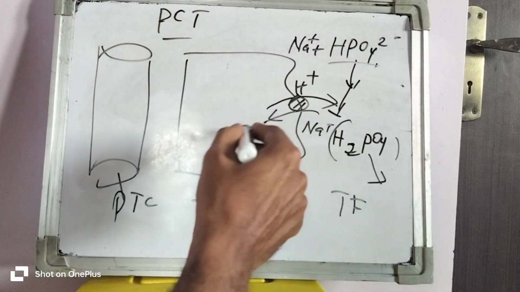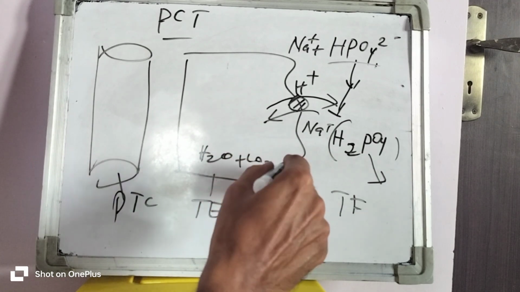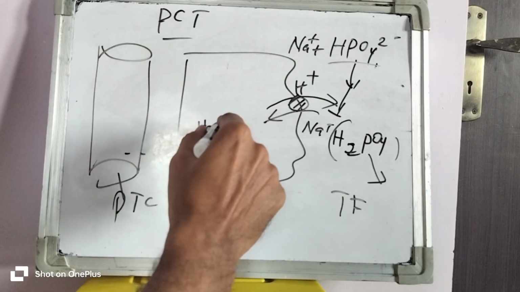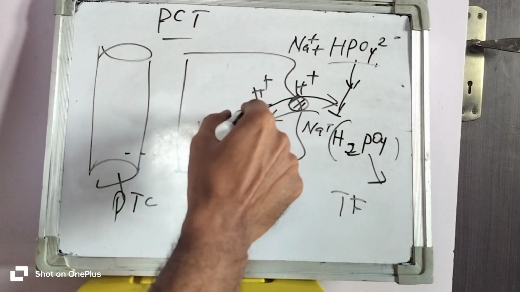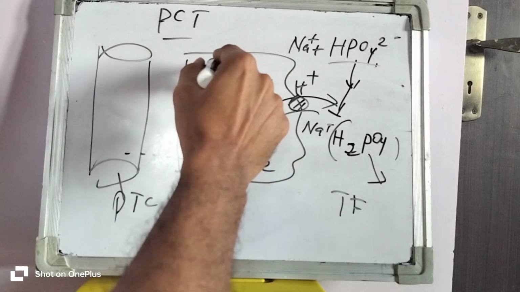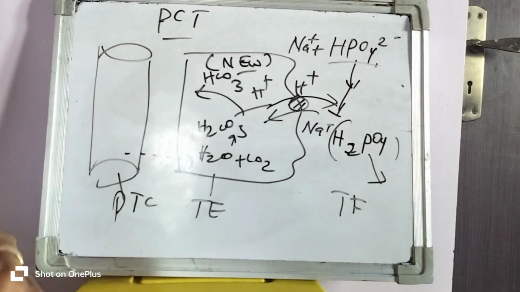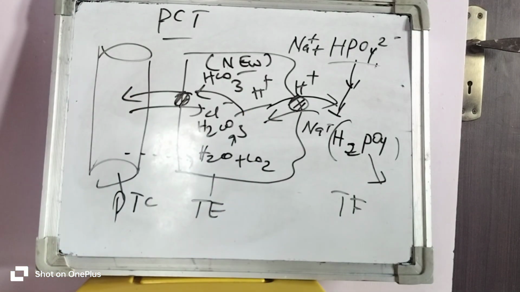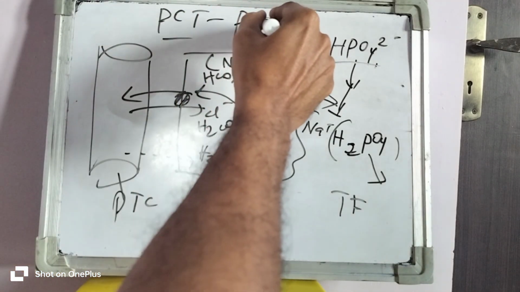So where is the H plus coming from? It is coming from H2O and CO2, from metabolism, or from the carbon dioxide coming from the blood, forming the same reaction, H2CO3, which dissociates into H plus and bicarbonate. Now this bicarbonate is termed as new bicarbonate. So this new bicarbonate is transported to the blood in exchange for chloride. So this is the mechanism of how the phosphate buffer acts.